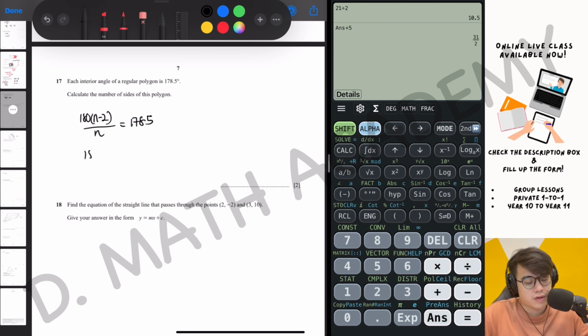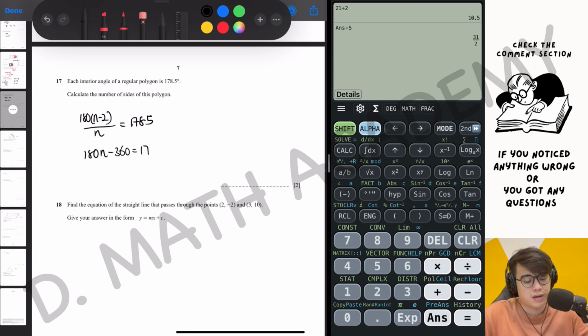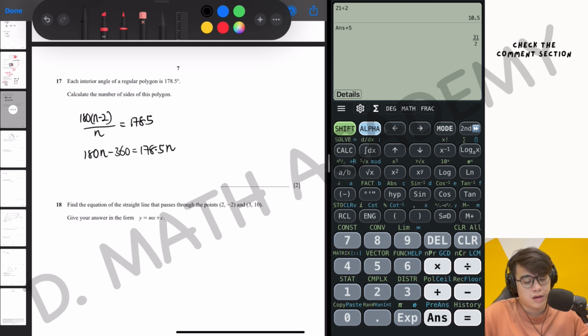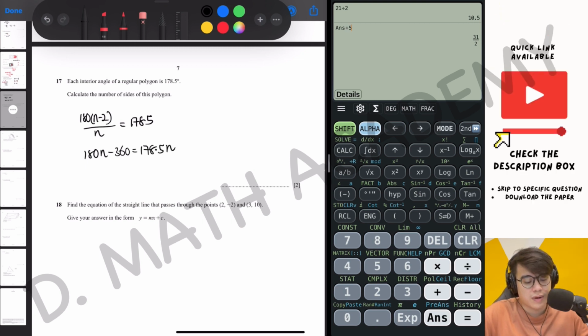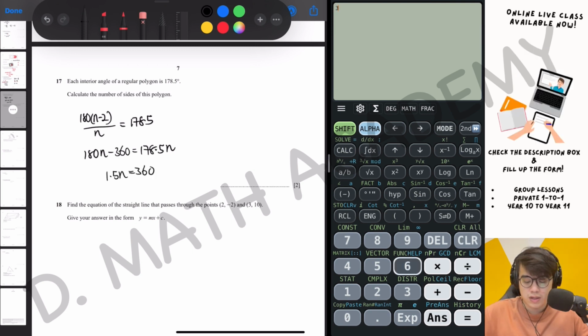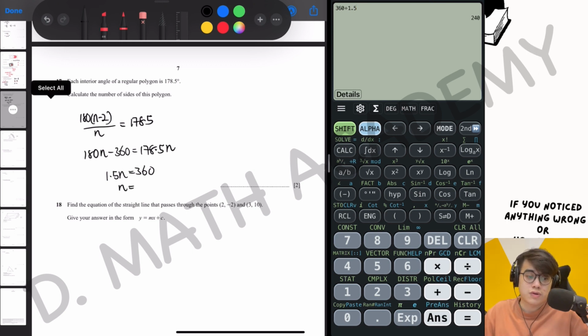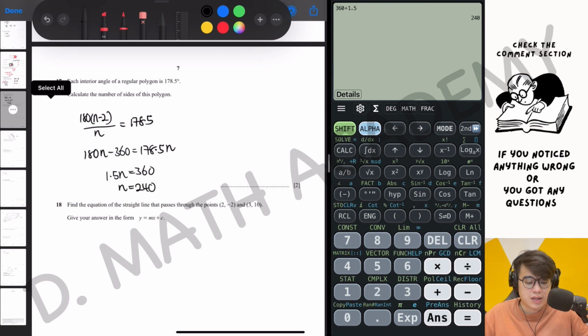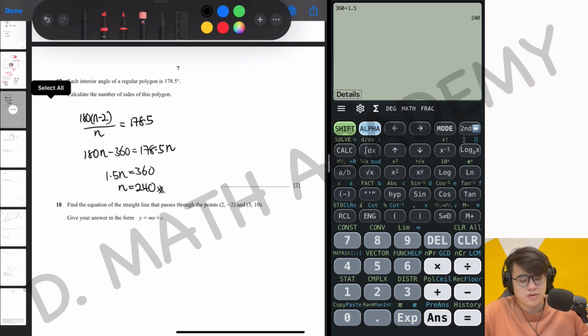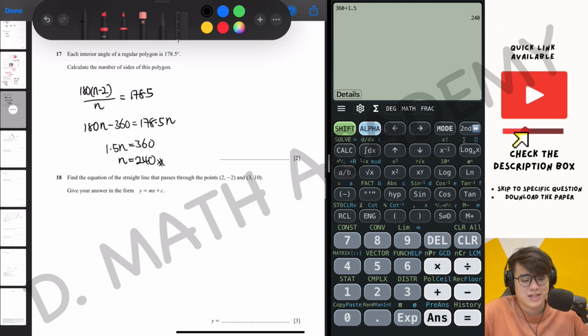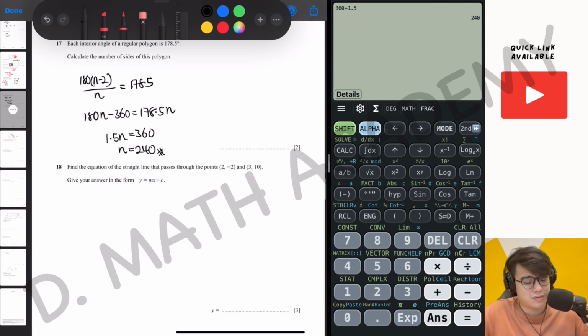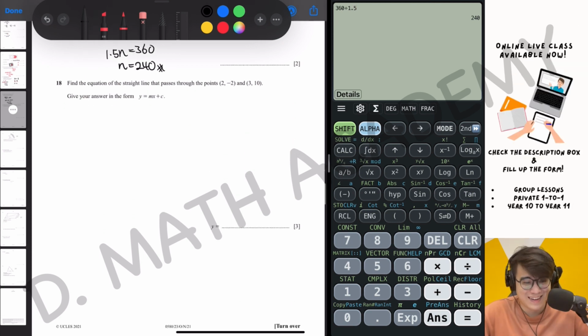When you run the calculation, you will get to this, 178.5n. When you transfer it, you will have the balance of 1.5n equals 360. 360 divided by 1.5, you will get your n as 240 at the end. Okay, a 240-sided polygon. Wow. I have no idea why they want to put this question.